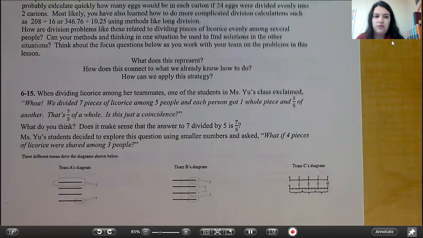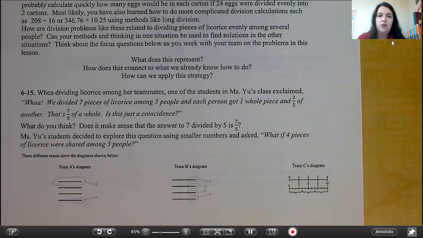So looking at problem 6.15, when dividing licorice among her teammates, one of the students in Miss Yu's class exclaimed, "Whoa, we divided 7 pieces of licorice among 5 people, and each person got 1 whole piece and 2 fifths of another. That's 7 fifths of a whole. Is this just a coincidence? What do you think? Does this make sense that the answer to 7 divided by 5 is 7 fifths?"